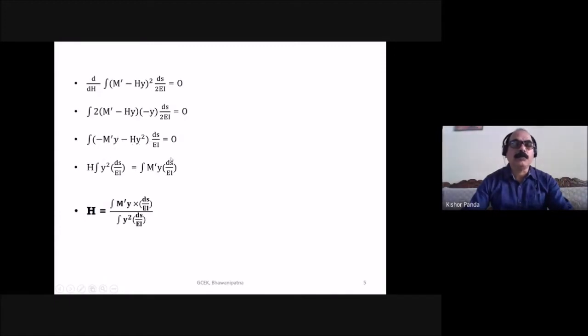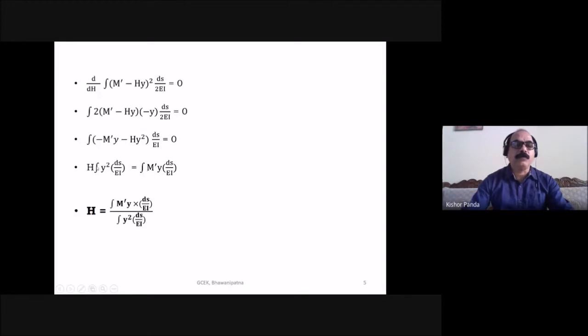Then you take both sides of this value. So h times the integration of y square ds by EI is equal to the integration of m dash y into ds by EI. Just multiply this one and take the integration on both sides of the equality. So this is the expression.